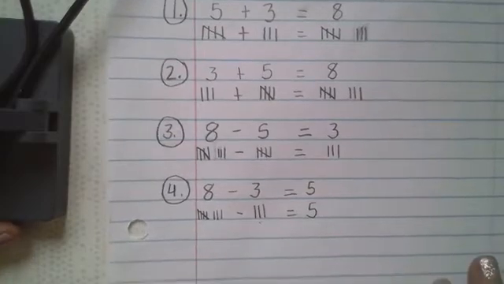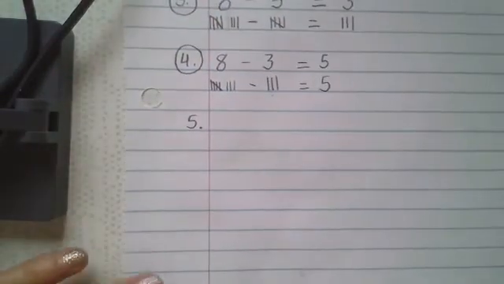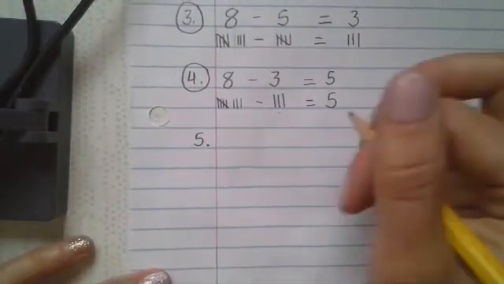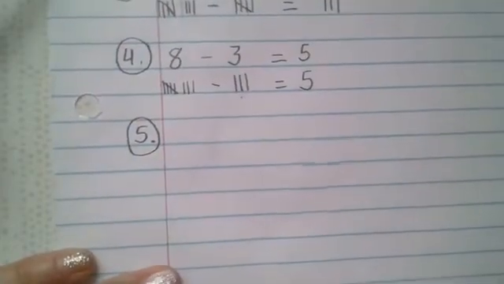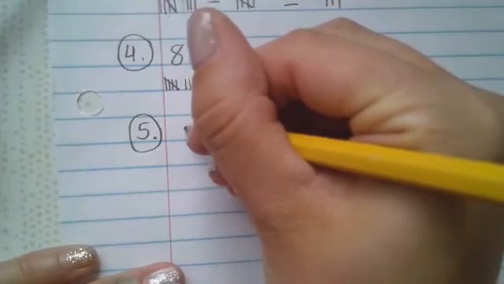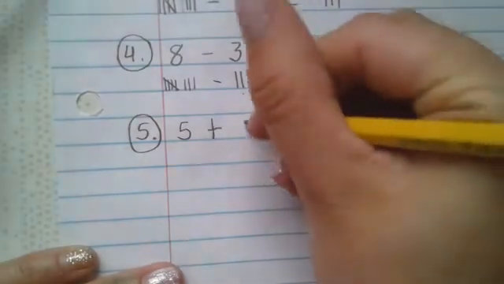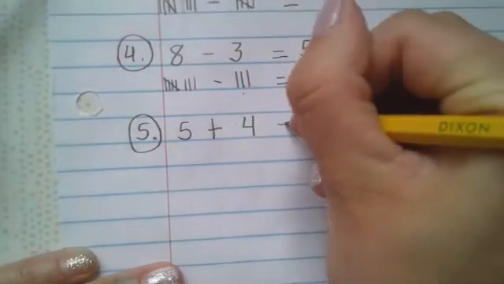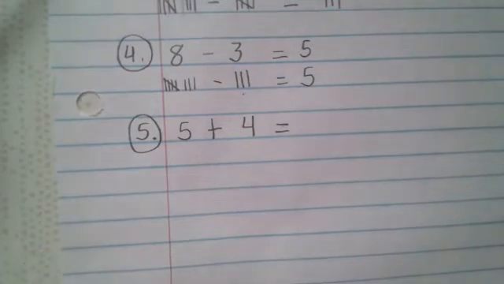Let's try 3 different numbers. So let's go to number 5. And I want you to try, remember, let's circle that 5. Let's do something a little bit larger. 5 plus 4 equals, 5 plus 4.